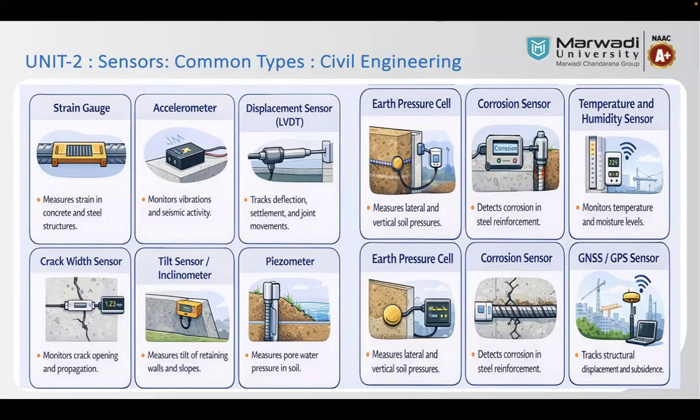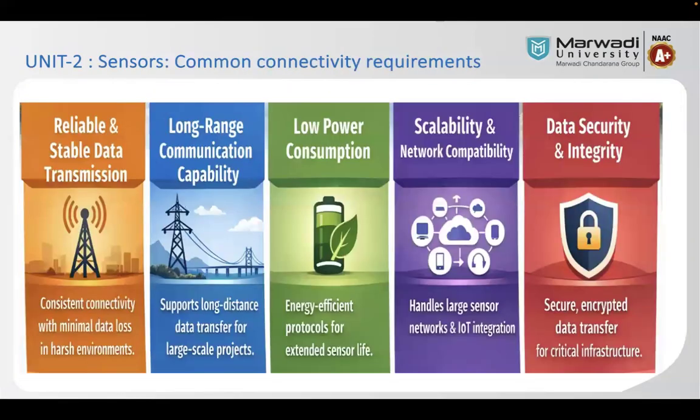This is the list of various sensors that we use generally in civil engineering applications and how to make the sensors effective and reliable. For that, we understood these five components: the sensor should be reliable and the data transmission should be optimum. The sensors must have long range of communication capacity. It should not consume excessive power. It should be scalable, and finally should be secured.